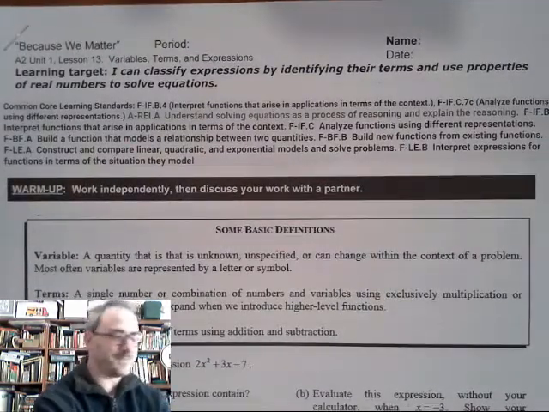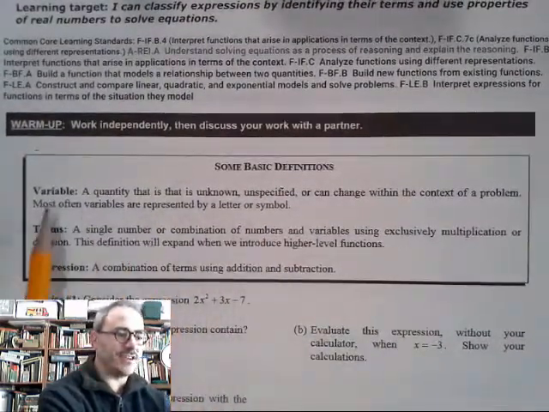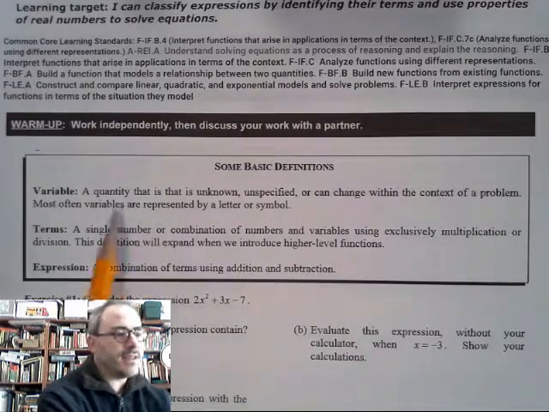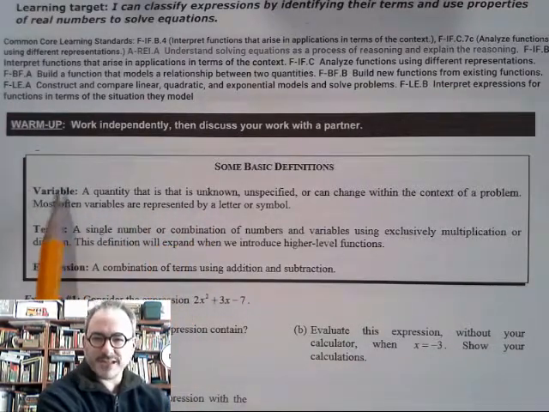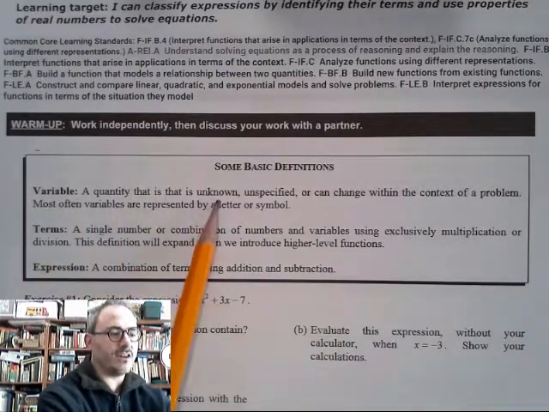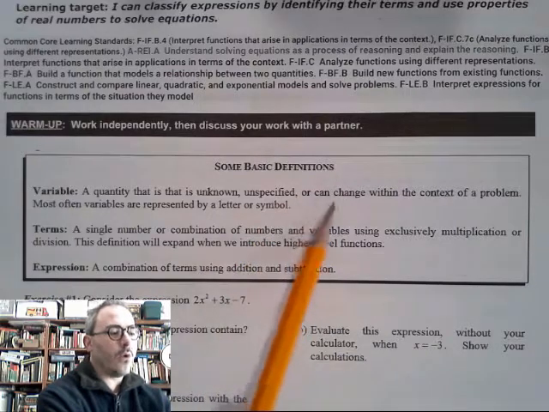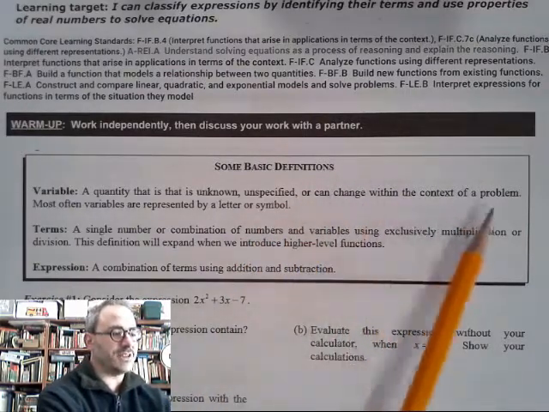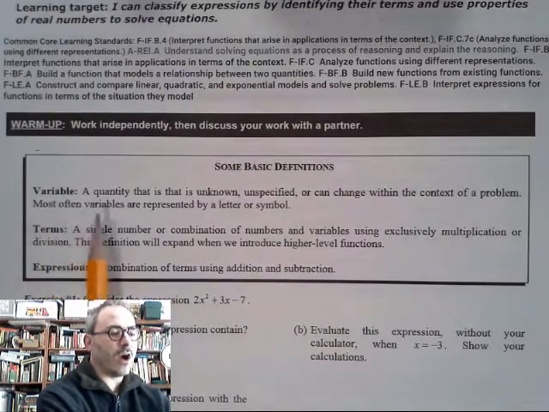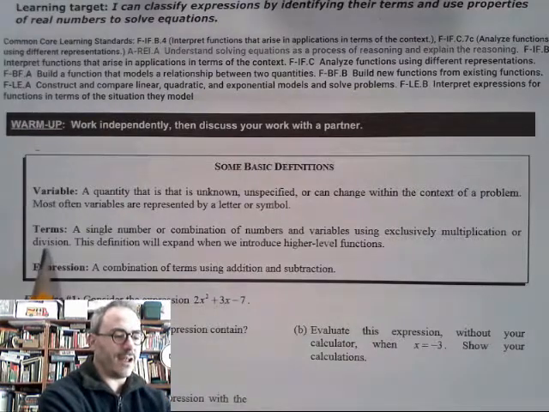So here we go. Some basic definitions. A variable is a quantity that is unknown. When we talk about x, we often say that's a variable. It's a quantity that's unknown. We don't know what x equals. We want to find out. It's unspecified. Or more often when we talk about functions, the value of x can change within the context of a problem. More often, variables are represented by a letter or a symbol. So you've seen that quite a lot.